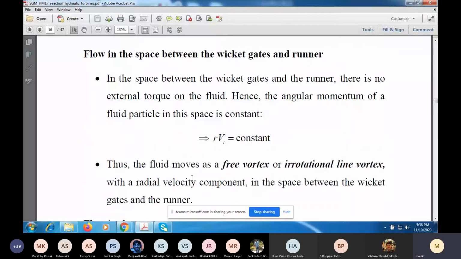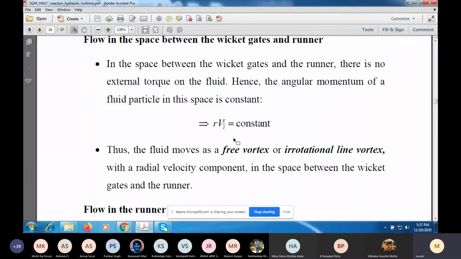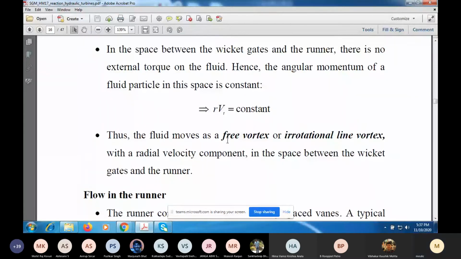Now, there will be some small space between the wicket gates and the runner. In this space, there is no torque on the fluid. So as we argued last time, the angular momentum will be constant, so R times Vt will be constant in this space. This is like a free vortex or an irrotational line vortex with an added radial velocity component. So if you have an infinite number of guide vanes, as in the ideal case, then the flow will resemble that of a superposition of a free vortex and a line sink, because the radial velocity is negative.